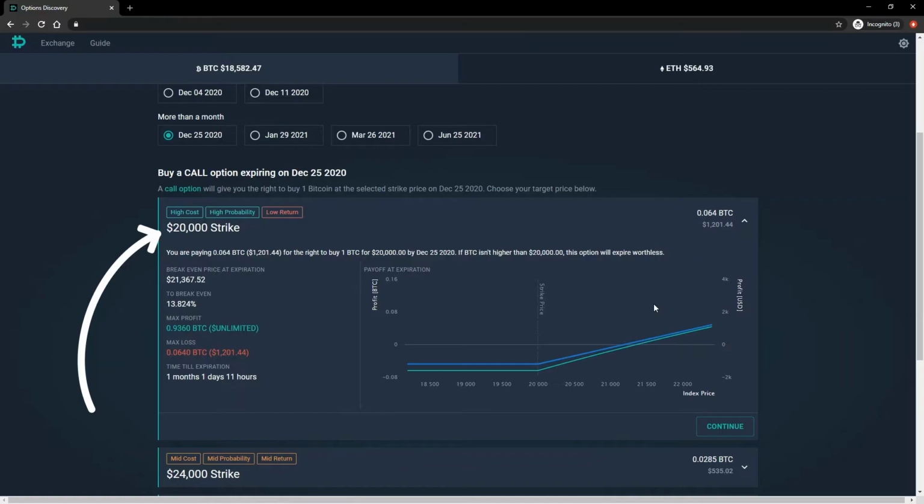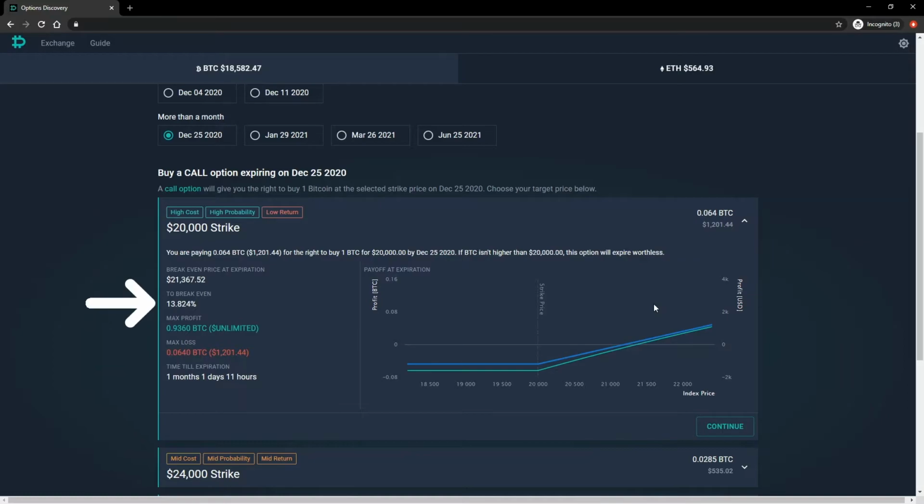The strike price of $20,000 is shown prominently in the top left with a description underneath. The break-even price at expiry is displayed next, $21,367.52 in this case. This is the price at which the option position will have made exactly 0 Bitcoin at expiry. For long call options, any price over this at expiry will result in a profit, and any price below this at expiry will result in a loss.